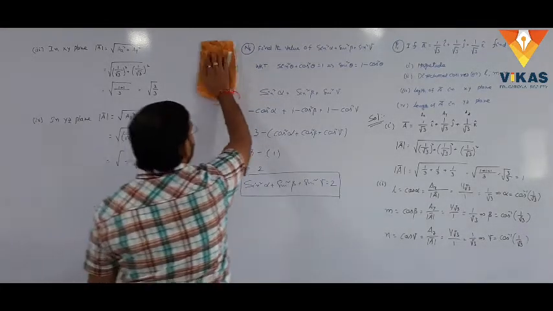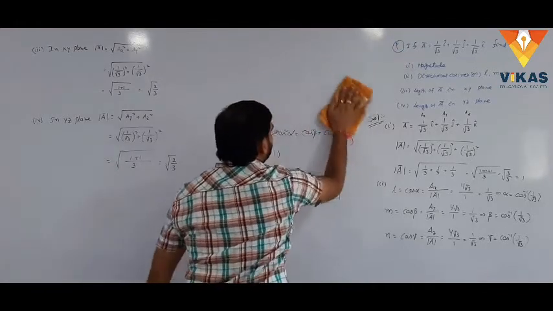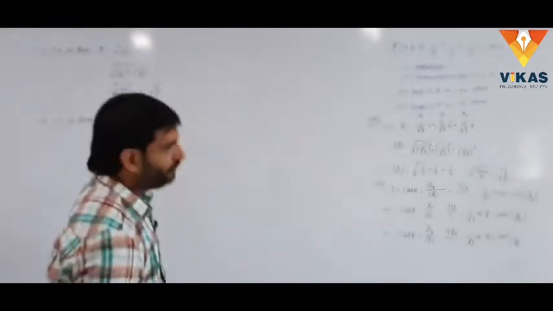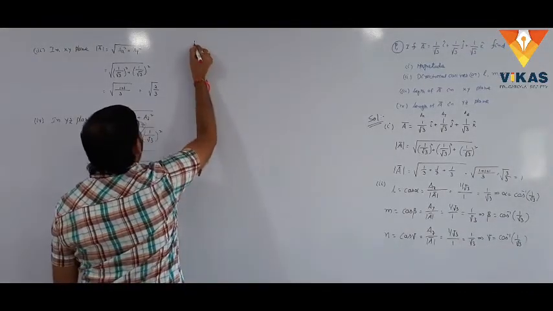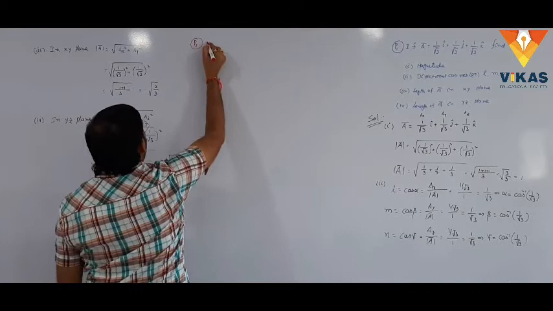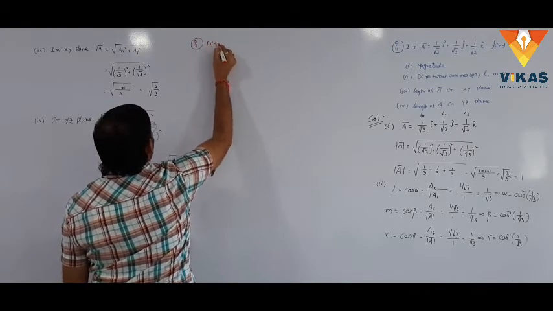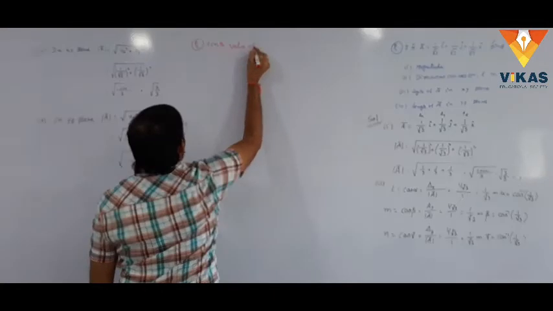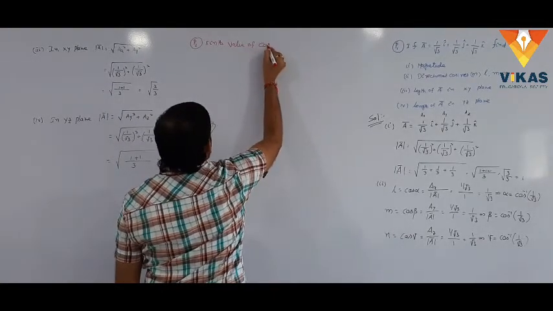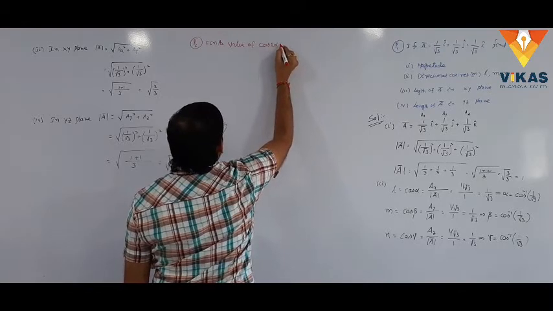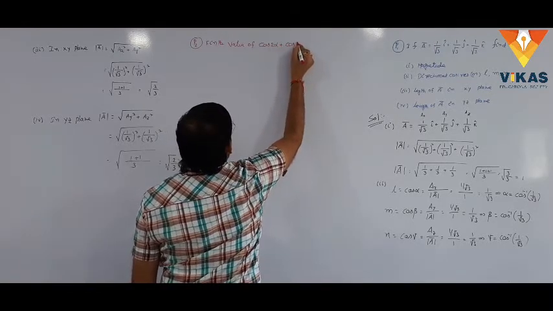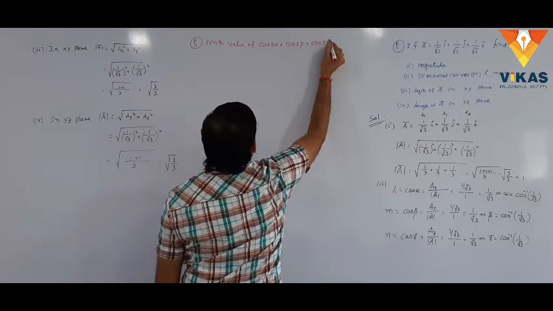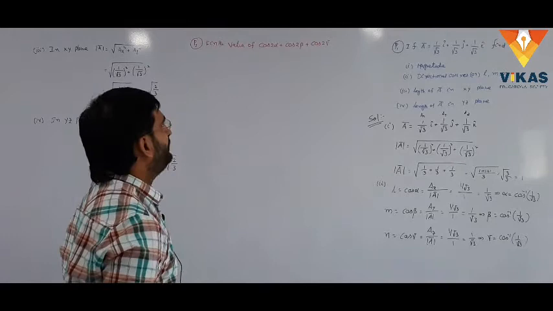The next one, problem 2. Find the value of cos 2 alpha plus cos 2 beta plus cos 2 gamma. This is very most important model.